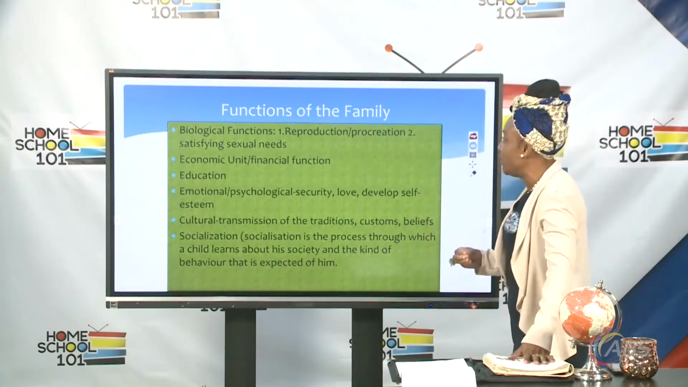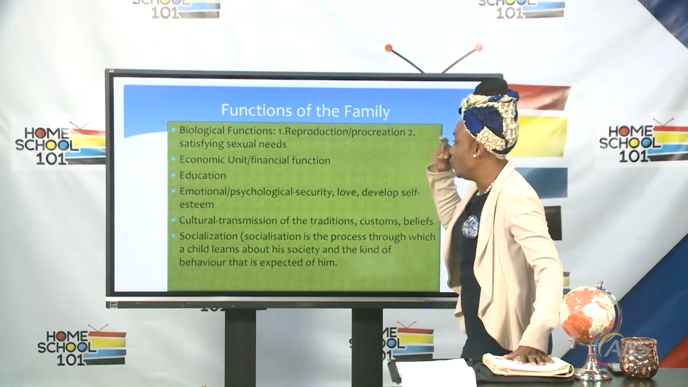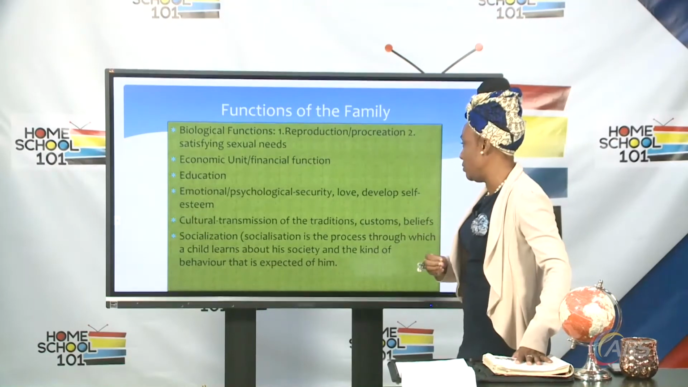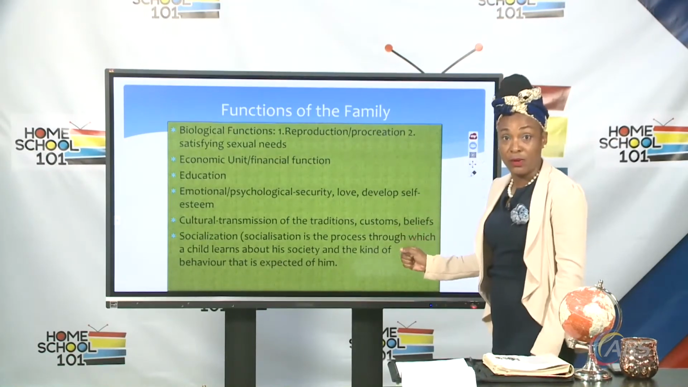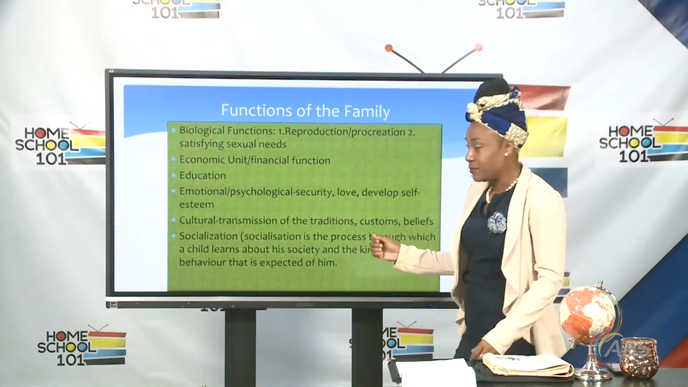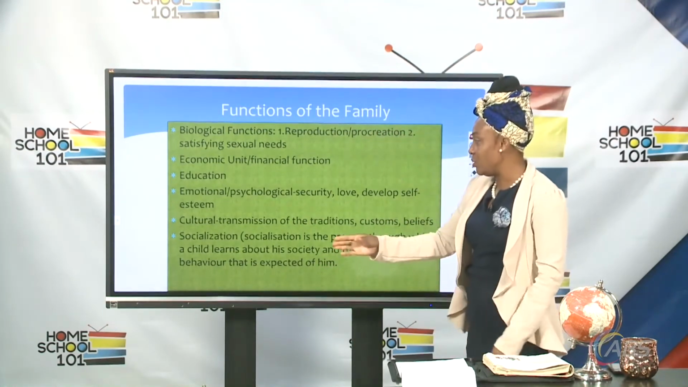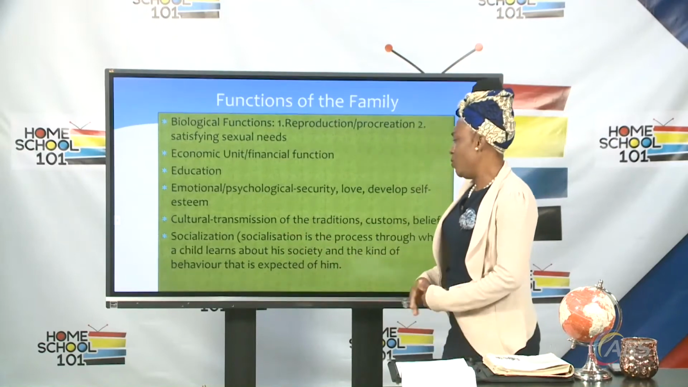Okay, so it is important for us as a family to show our children and give them the support of emotional and psychological security, so they can, in turn, build their self-esteem. Okay, another important factor of the function of the family is cultural transmission. What do we mean by this?